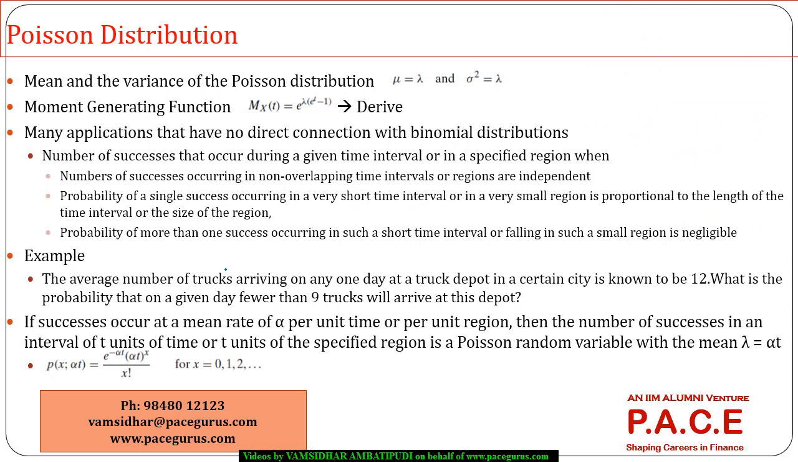The average number of trucks arriving on any one day, this is the time interval, at a truck depot in a certain city is known to be 12. Average number means lambda equal to 12. What is the probability that on a given day fewer than 9 trucks, that is, probability of x less than 9, will arrive at this depot?